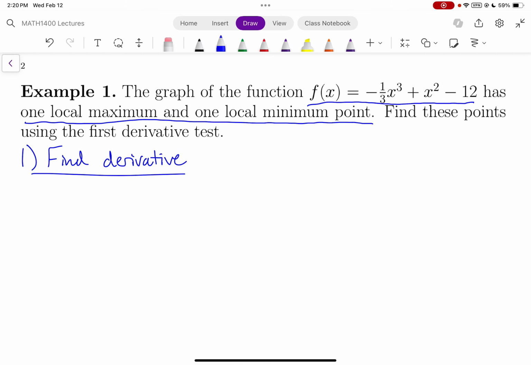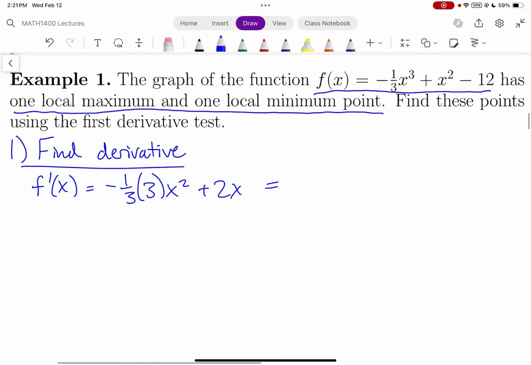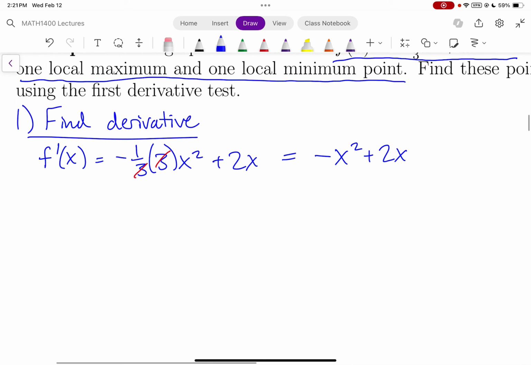So there's our function up there. Our derivative is going to be f prime of x equals negative 1/3, and then bring the 3 down, x squared, and then plus 2x, because the 12 goes away. So I'll simplify. This is negative x squared plus 2x, because the 3 on the bottom and the 3 on the top go away. Okay, so there's our derivative.